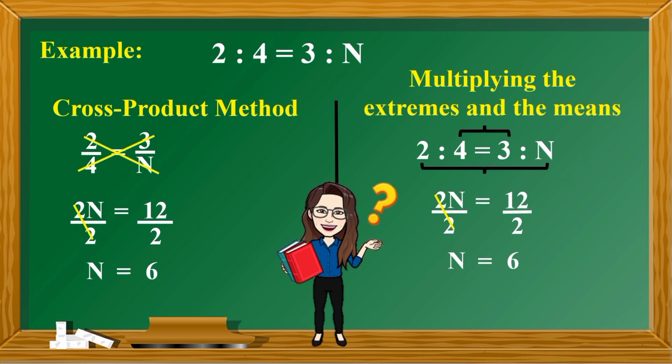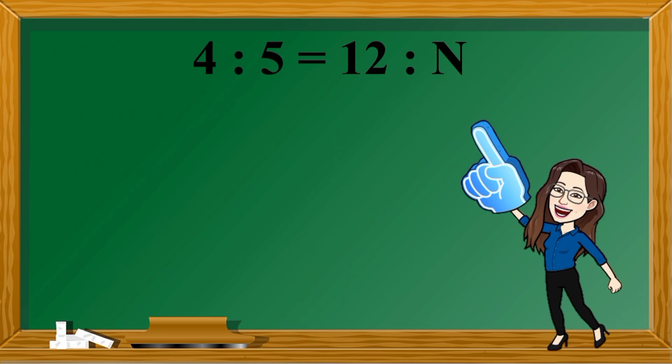Now, let's try solving this one. Find the missing term in the given proportion. 4:5 is equals to 12:n. It can be solved either by using cross multiplication or by multiplying the extremes and the means. You can use the method that you are comfortable with. Let's use the cross product method.